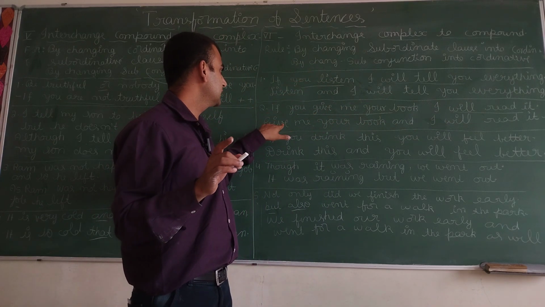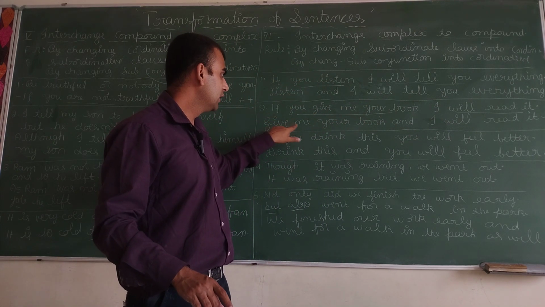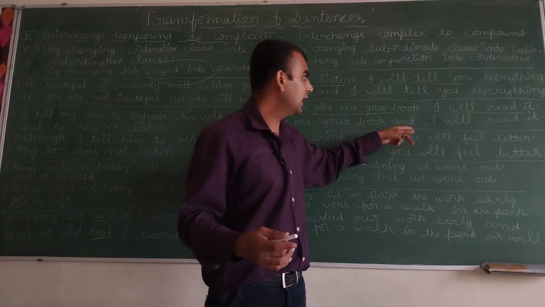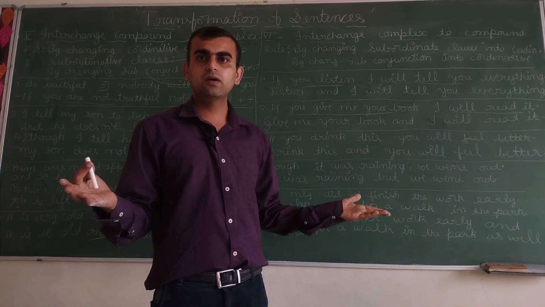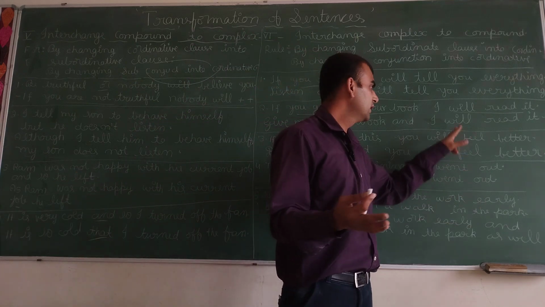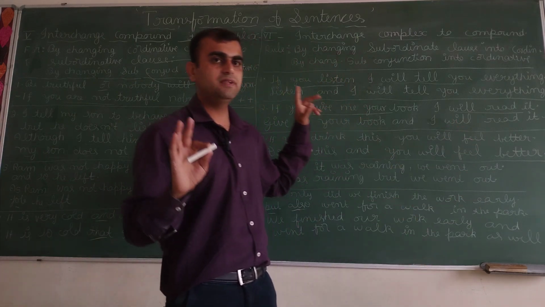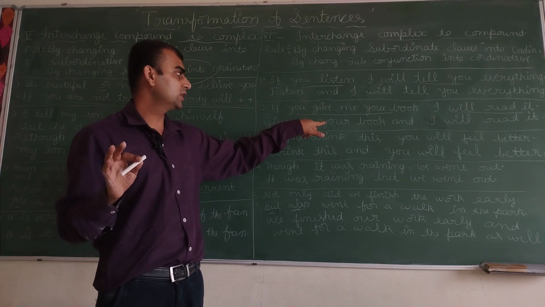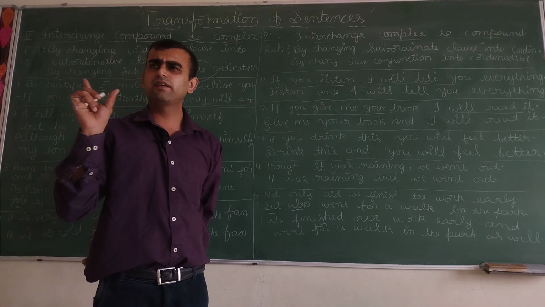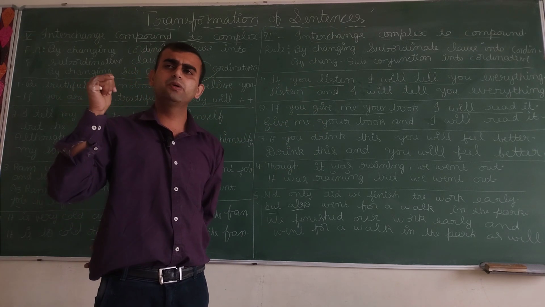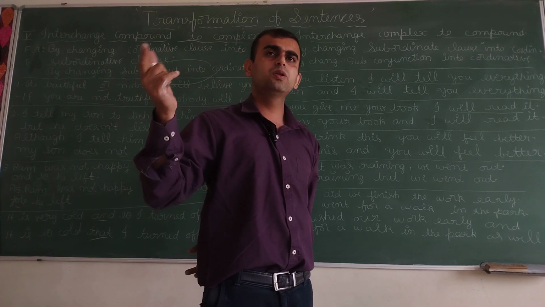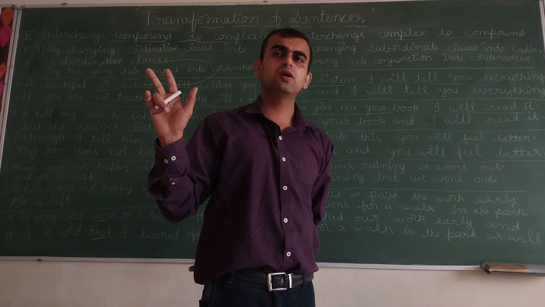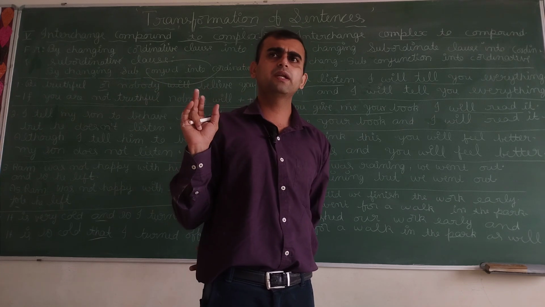Now, how to interchange this sentence into a compound sentence? "Give me your book, and I will read it." "Give me your book" is a complete sentence, then a coordinative conjunction, then "I will read it," a complete sentence. This is the way we interchange a complex sentence into a compound sentence. It is a little tricky, that's all. If you know what a subordinative clause and a coordinative clause are, and what subordinative and coordinative conjunctions are, this chapter is very easy.